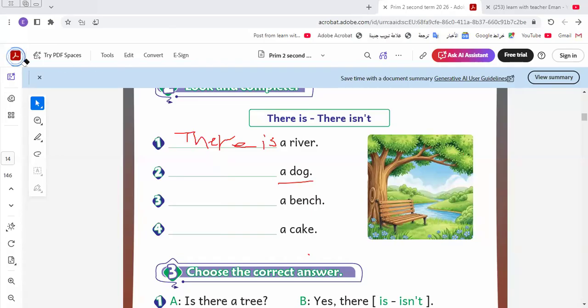The answer here will be there isn't. Okay. Let's continue the rest of the exercise.